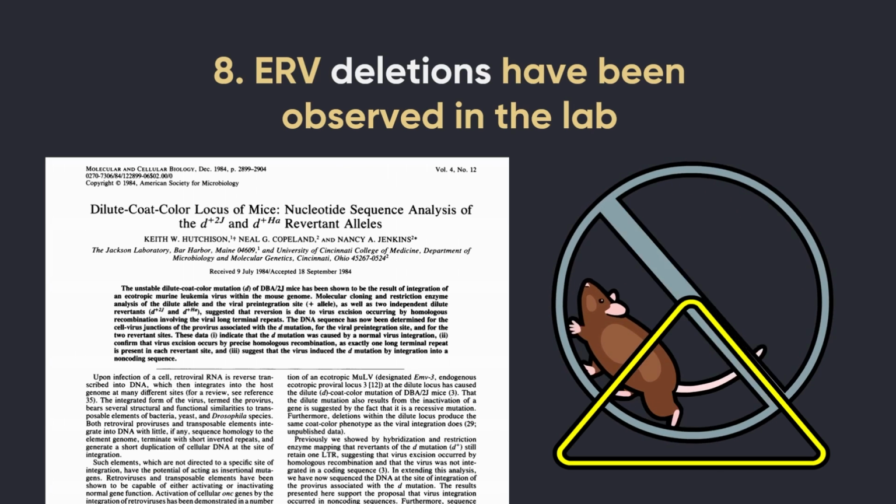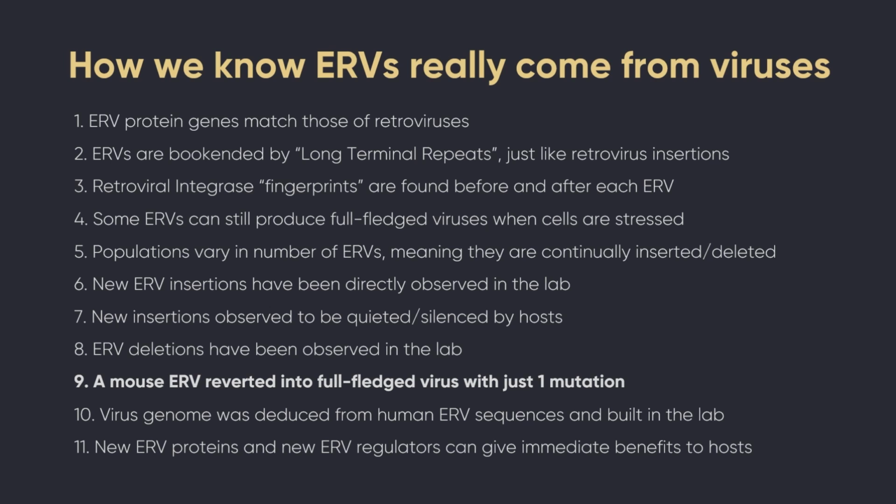So that's pretty cool. Number 9, a mouse ERV reverted into a full-fledged virus with just one mutation. So again, most of these ERVs, especially the old ones, are mutated to the point that they don't work.